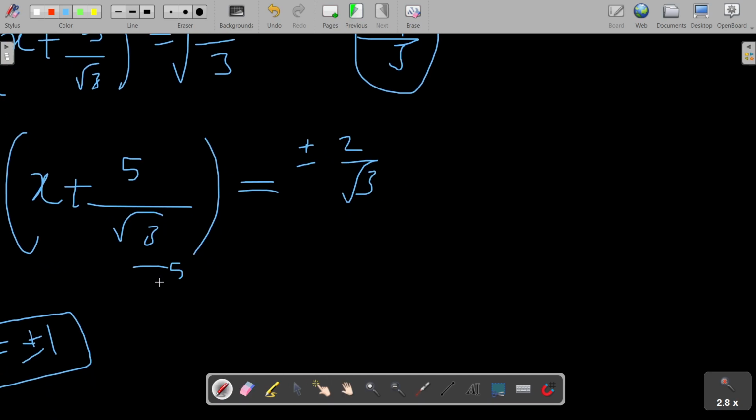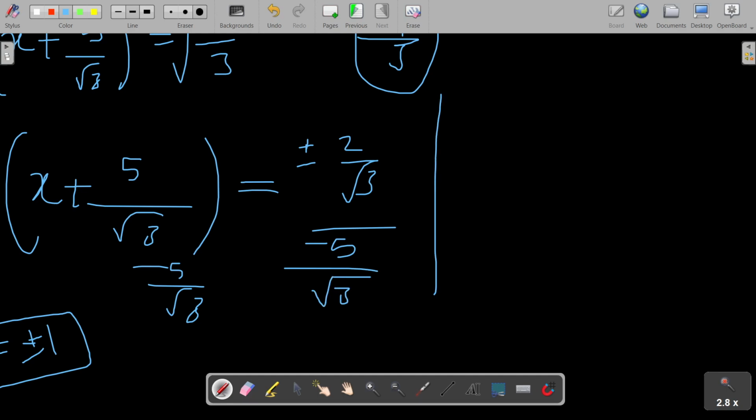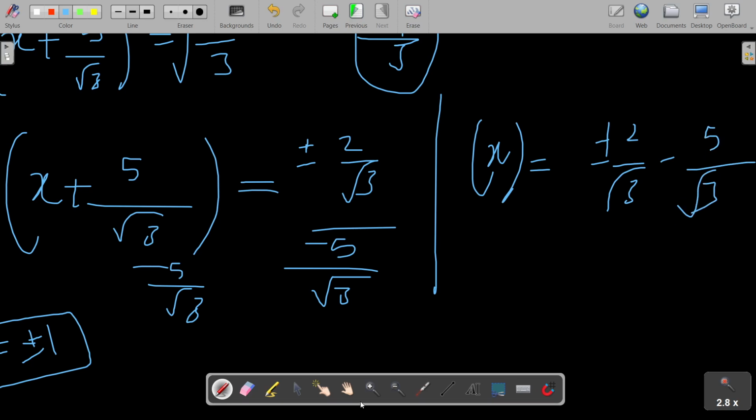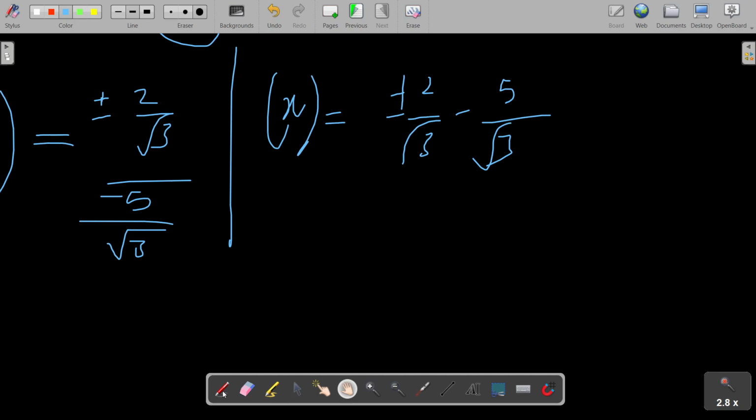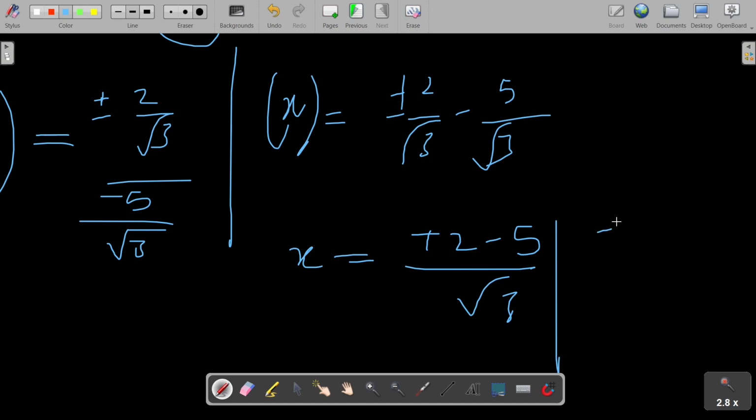So if I subtract both sides by 5 over root 3, minus 5 over root 3, I'm left with x only on the left side and plus minus 2 over root 3 minus 5 over root 3. So as the denominators are the same, we can write this as plus 2 minus 5 over root 3 or minus 2 minus 5 over root 3.